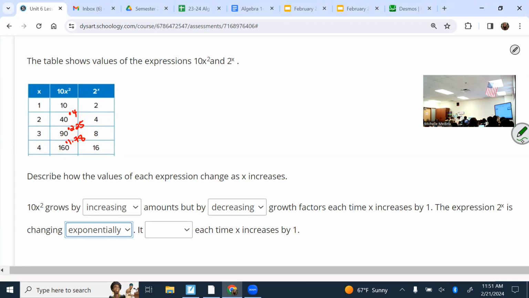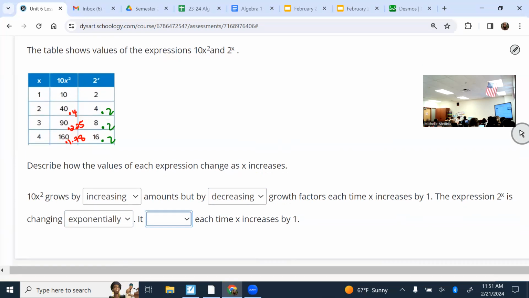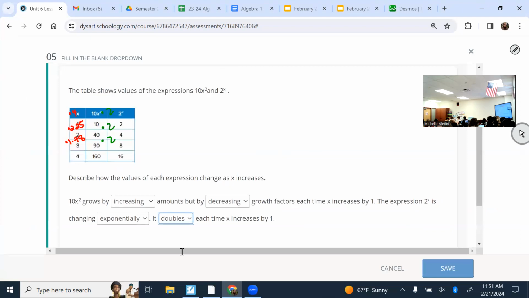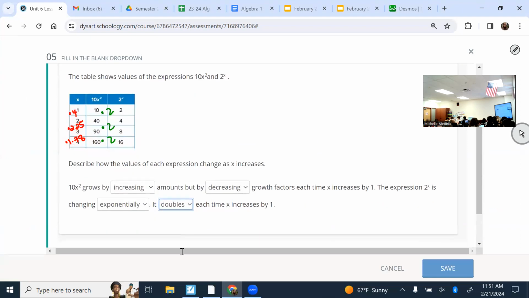How can I go from 2 to 4? How can I go from 4 to 8? Timesing by 2, and then it's consistent throughout. So I agree, this one is exponential. And it blank doubles or halves. Which one do you guys think? And then that's how you fill that out, so that it's completely right. Does that make sense?